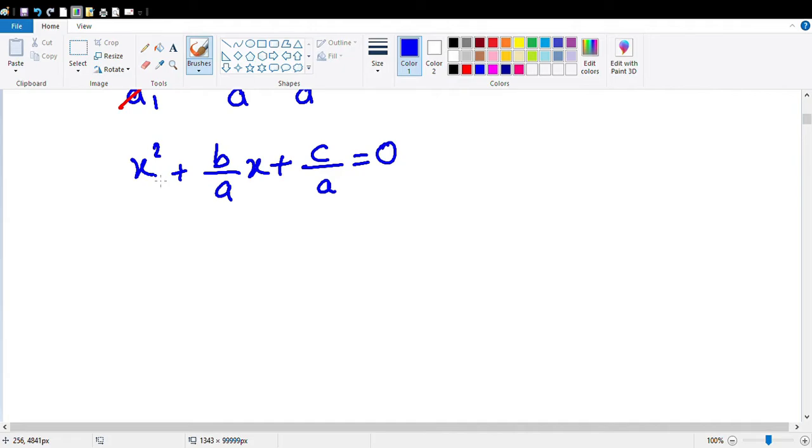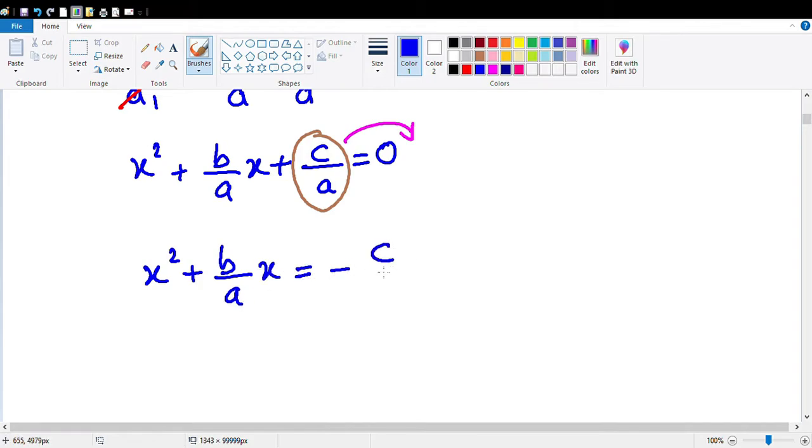And the next step according to the completing square method is to take the constant to the other side. The constant term is still c over a, and I'm going to take it to the other side. And its sign is going to change. So I have x squared plus b over a x is equal to minus c over a, because its sign changed. It was positive, it became negative.